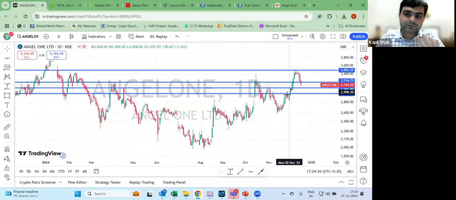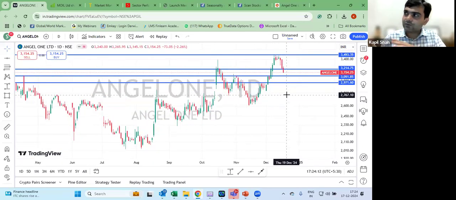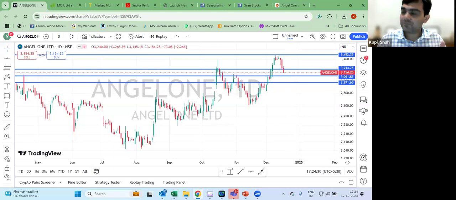Let me put it from a quiz perspective. At a support level, whose presence ideally has to be there? Buyers or sellers? What do you say? At the support level, ideally whose presence has to be there? Buyer का होना चाहिए कि seller का होना चाहिए? Right? Buyer का support में presence होना चाहिए.